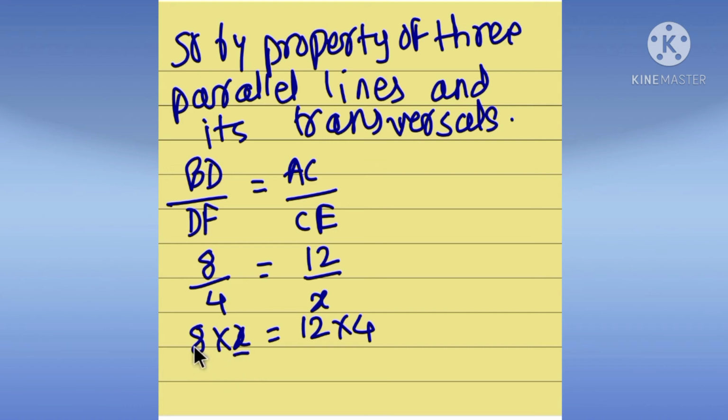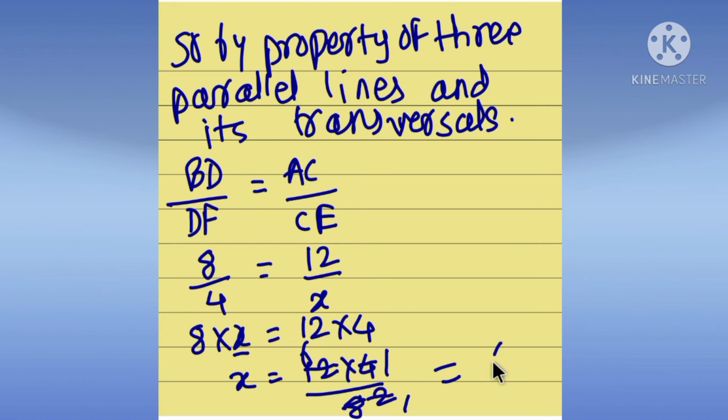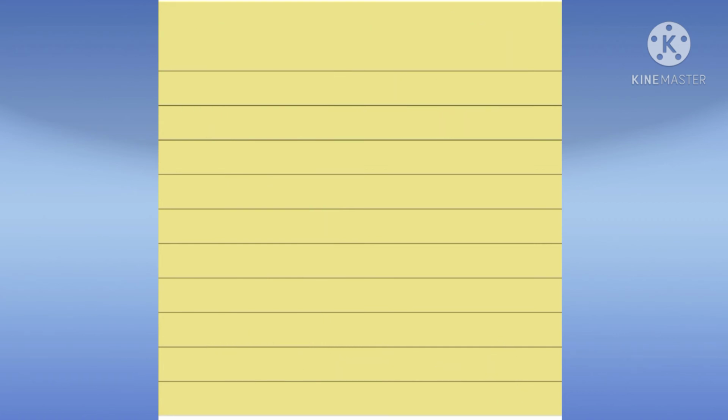For that, we have to transfer 8 to the right hand side. After transferring, 8 is multiplied to x, so it will be divided on the right hand side. So we have to write it in this way. Now do simplifications. Here 8 comes in the table of 4, so 4 ones are 4, 4 twos are 8. We can divide 12 by 2, so 2 ones are 2, 2 sixes are 12, and we got the answer 6 upon 1. That means we got x equal to 6.